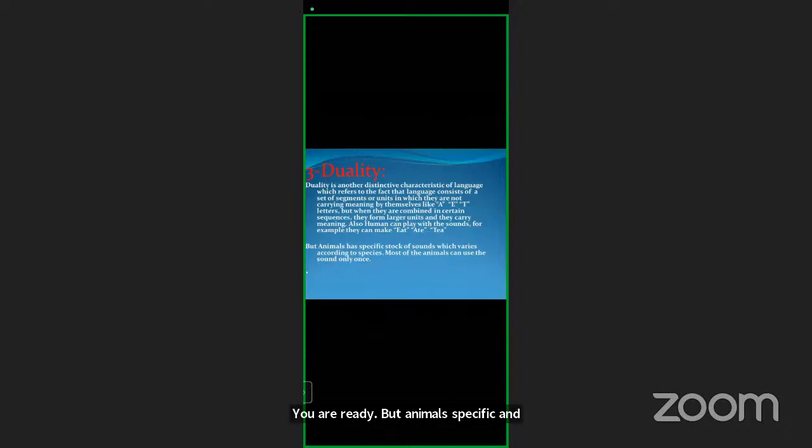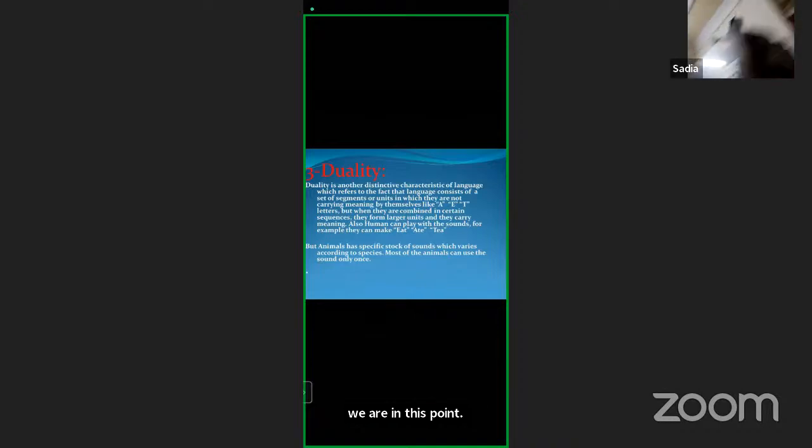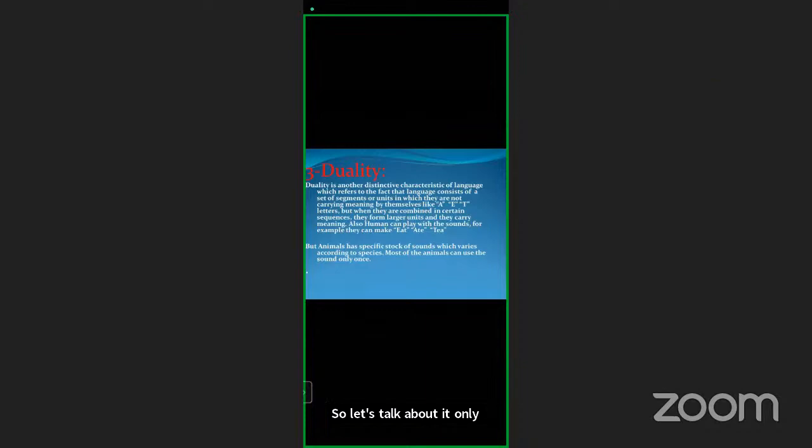Let me give you a brief example and make it very clear with simple examples. I have already given some examples related to this, but now we are at this point, so let's talk about it. Duality means something which has two features or two aspects to discuss in terms of language. Duality is another distinctive characteristic of language, which refers to the fact that language consists of a set of segments or units which do not carry meaning by themselves, like A, E, I, T, etc.